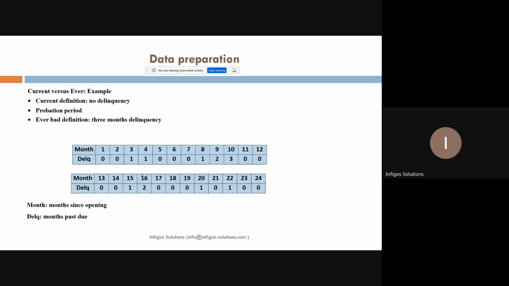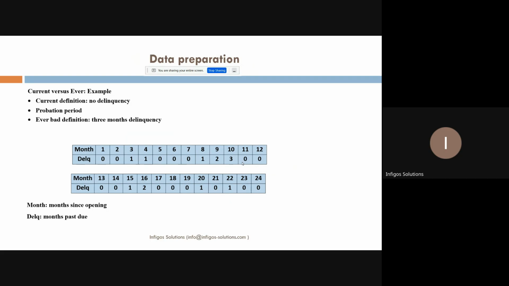So you had a definition like current. At the moment, you have no delinquency, and normally you see the first 12 months and the next 12 months. How is the behavior from 13 months to 24 months, if this is a performance window? How is the performance between this month and this month? This is again 12 months.